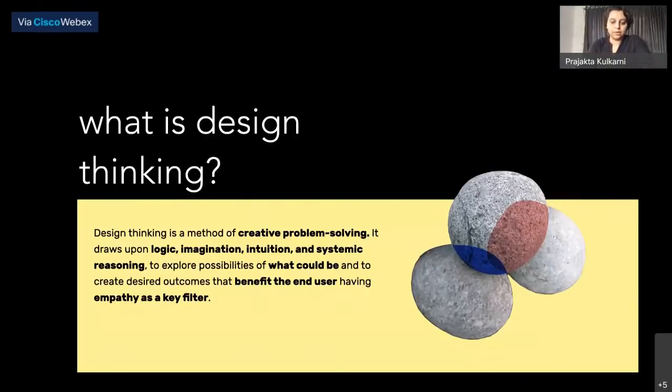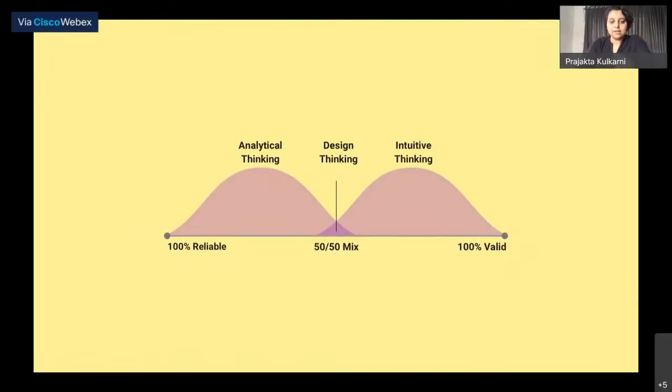So this is just for me to cover the basics. Design thinking lies in the middle of analytical and intuitive thinking. Intuitive thinking gives you a lot of innovative and creative ideas. And analytical thinking gives you a lot of systemic ideas, organized and sophisticated ideas. So design thinking falls in the middle, where you can actually utilize both the parts of analytical and intuitive thinking.